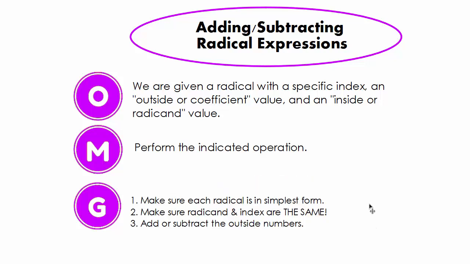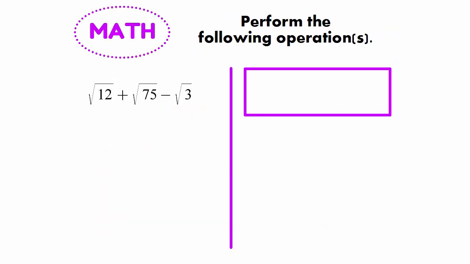And then the game plan for doing this is 3 simple steps. The first thing you need to do is make sure your radical is in simplest form. Then you're going to check to make sure your radicand and index are the same. If they are the same, then all you do is simply add or subtract the outside numbers, so the coefficient values in the front. So let's look at our first example. We have square root of 12 plus square root of 75 minus square root of 3.